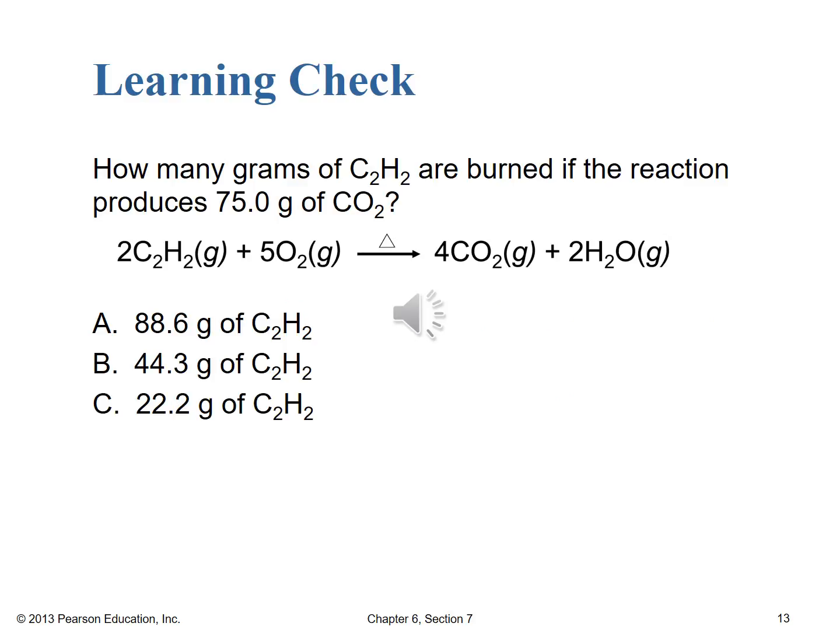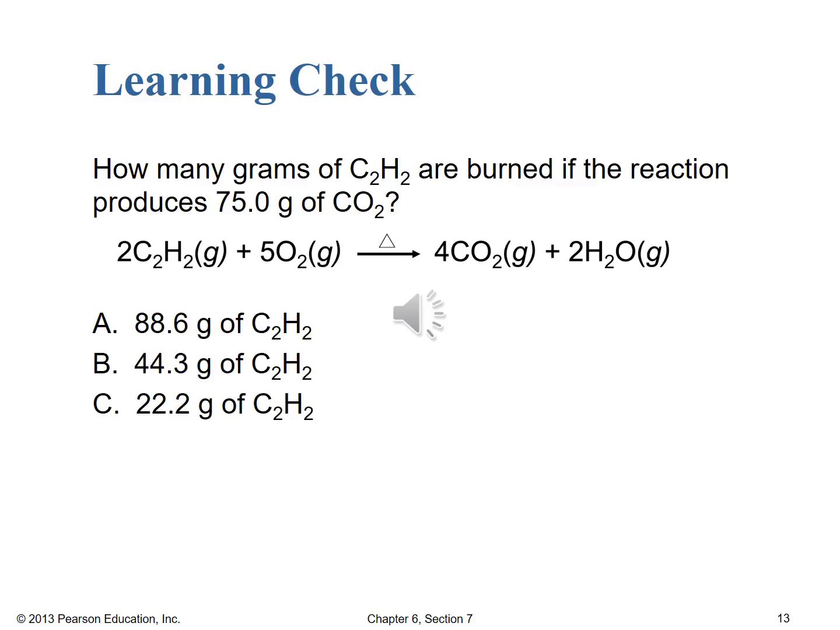Okay, so in this learning check, we are asked how many grams of C2H2, that's acetylene, if you remember that from our sample problem at the start of this lecture, are burned if the reaction produces 75.0 grams of CO2. And we have our balanced chemical equation that should look familiar from earlier in this lecture. So a little different here, right? We're told something about the mass of product. CO2 is on the product side, and we're going to use that mass to figure out the grams of reactant, acetylene in this case, that were burned.